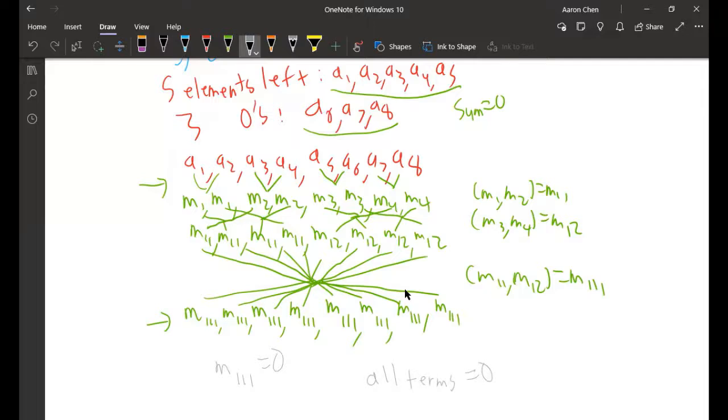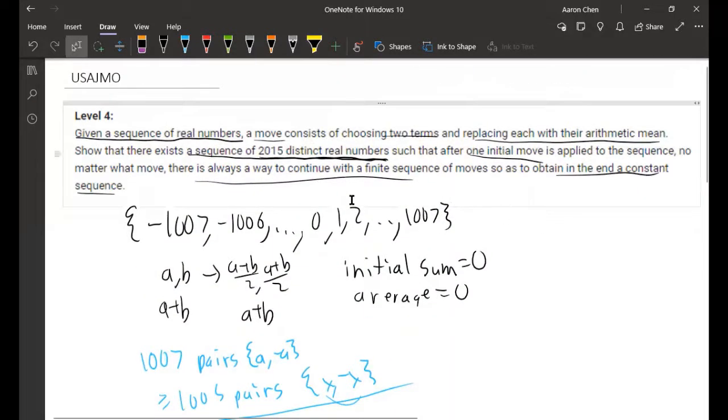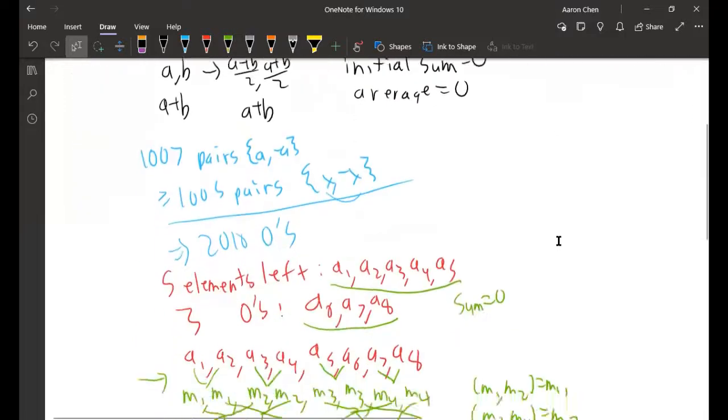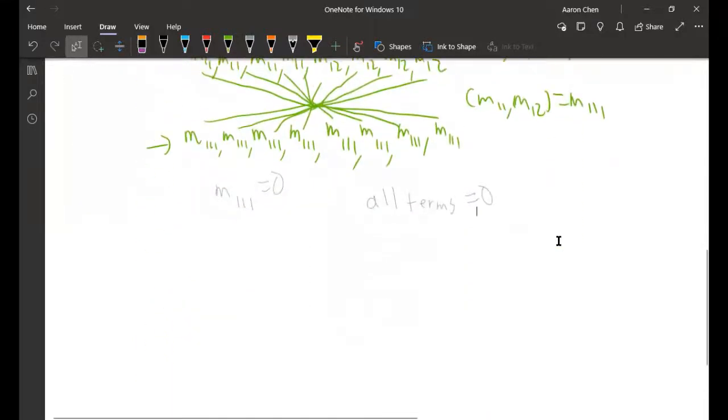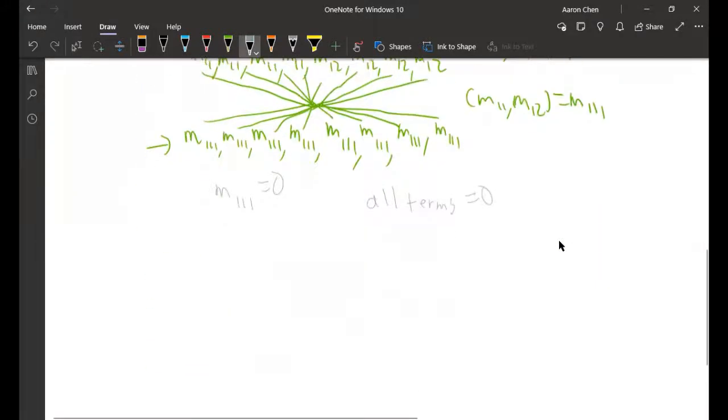And so the problem initially just wanted us to show that after a finite sequence of moves, the end result would be a constant sequence no matter what the initial move was. And so we've shown here that no matter how we start off, the end result is a constant sequence of 0. And so, yeah.